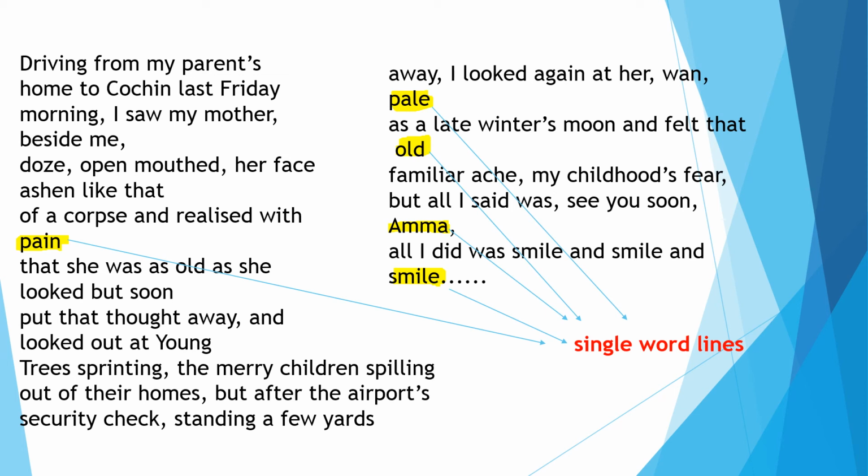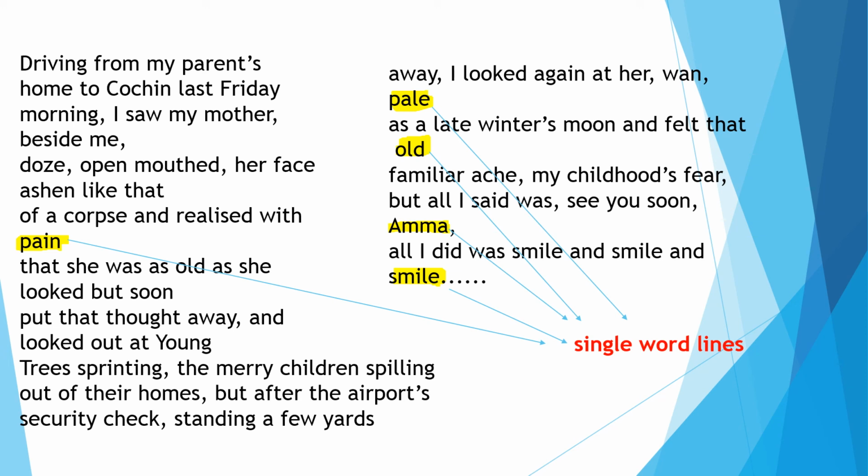And the second time, she uses pale. The first thing that you remember about the mother's face is how pale it is. And then the other word, old, her old familiar ache. Her pain that she felt was familiar and it was old, rather recurrent in her life, started since her childhood. So the word old is given as a single line.